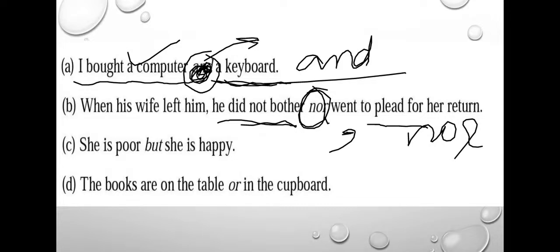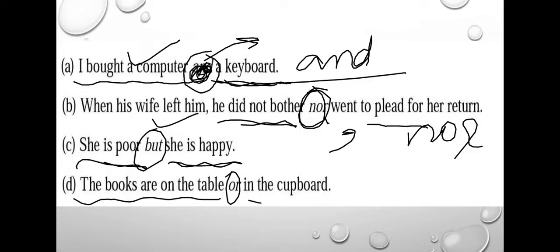I will tell you the importance and the uses of all these conjunctions in the next video, which will contain all of the conjunctions and their uses and how, where and when to use them. Okay, let's move on to the third one, which is: she is poor. She's poor, she's happy. She's poor but she is happy. Okay, the books are on the table or in the cupboard.